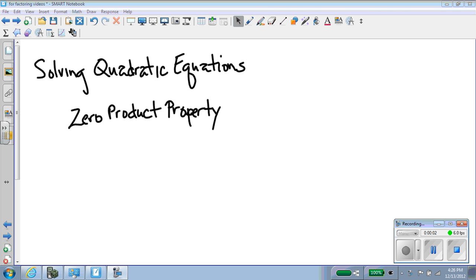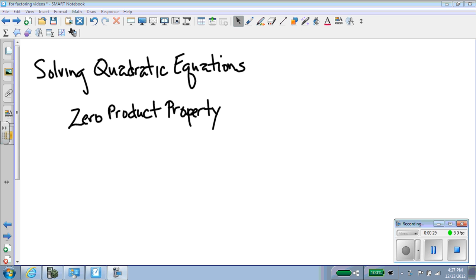Today we're going to talk about solving quadratic equations. An equation has a left side and a right side, as opposed to an expression which only has one side. With an equation, what we do is we solve: find the value of the variable that makes the equation true. Before we start looking at quadratic equations, I need to make sure that we know the zero product property.